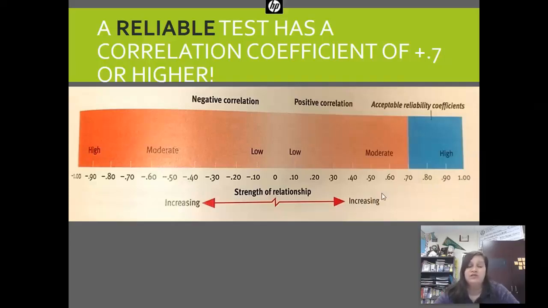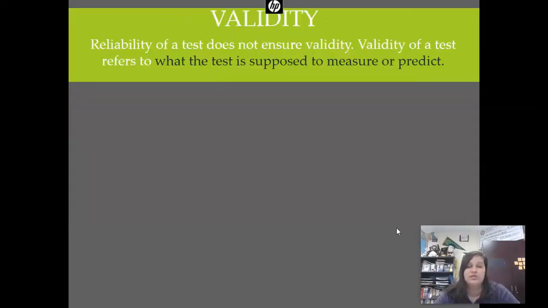That if your test score is high, then you'll perform well in college. If your test score is low, then you won't perform as well in college or whatever else that test is designed to measure. So 0.7 is the good correlation coefficient number we want to remember for test reliability.